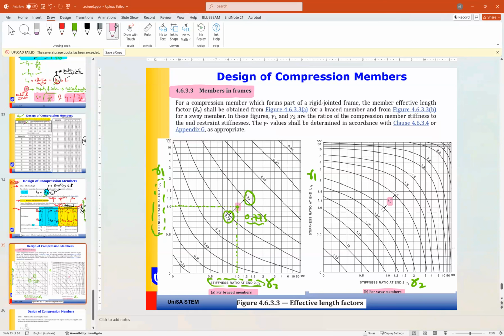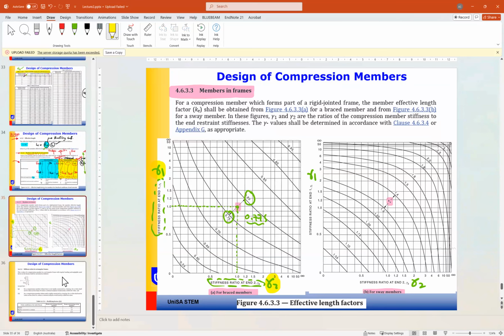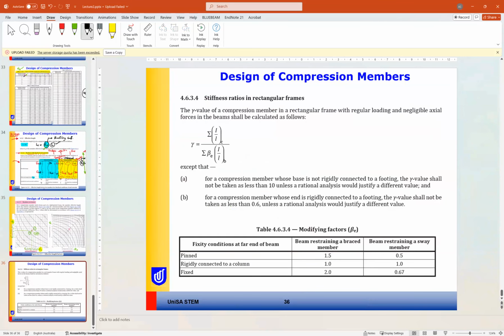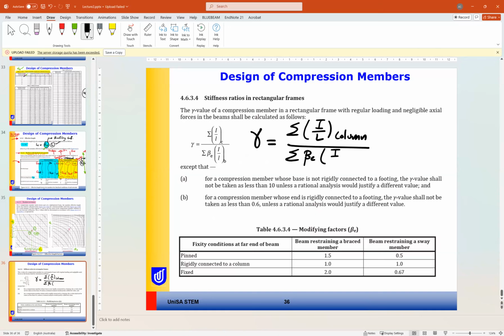So what is the first step before going to the chart? We need to find gamma 1 and gamma 2. How can we find gamma 1 and gamma 2? The standard gives us the formula for it. So gamma equals the summation of I over L for the columns over the summation of beta effective I over L for the beams. So C for column, B for beam.